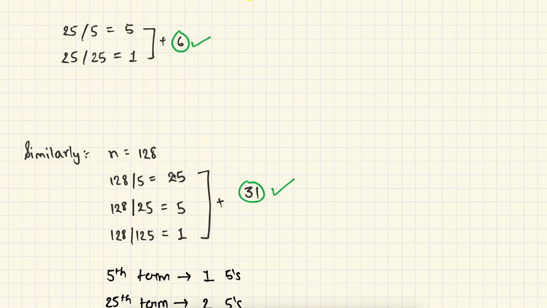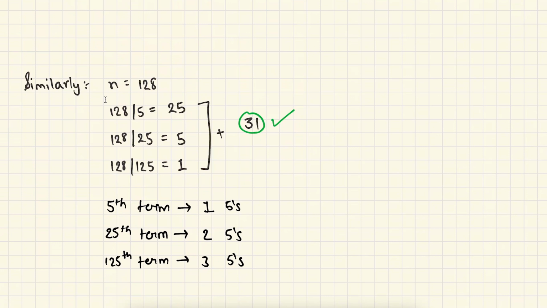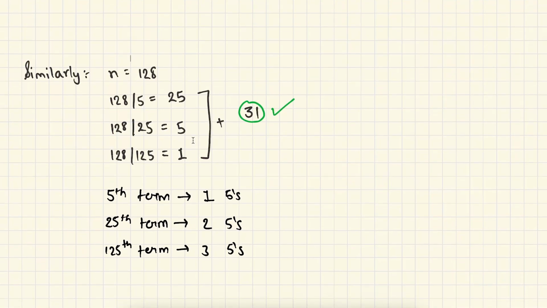Similarly, if we take n equal to 128, and if we divide 128 by 5, we get 25 5's, and we increment the power of 5 by 1, and next time we divide 128 by 25, so we get remaining 5 5's, okay? And next if we divide 128 by 125, we get the remaining 1 5, right? So if we sum all the 5's, we get 31, and if you do the factorial of 128, you exactly get 31 trailing zeros. How is it working?